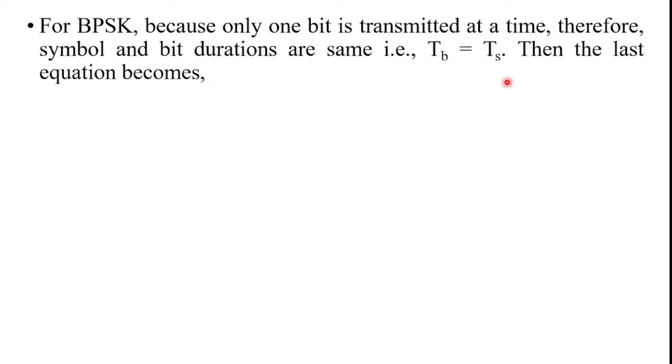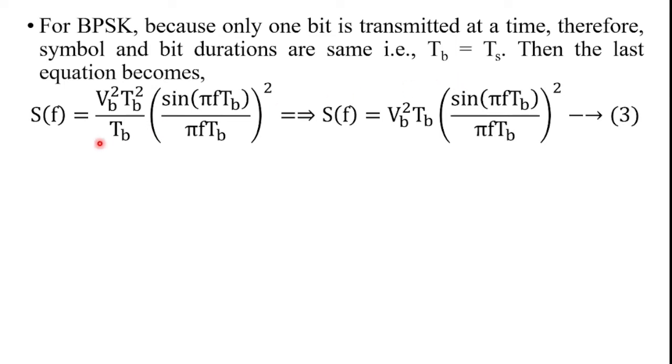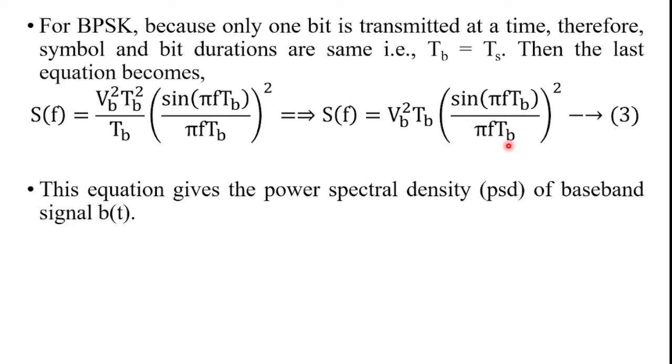Applying this condition Tb equal to Ts to the above equation, we get the power spectral density S(f) equal to Vb squared Tb into sin(pi f Tb) by pi f Tb whole squared. After substituting Ts equal to Tb, one Tb in the numerator and denominator cancels, and this is the resultant expression. This equation is known as the power spectral density of the baseband signal b(t). This expression is called the power spectral density of the baseband signal b(t).